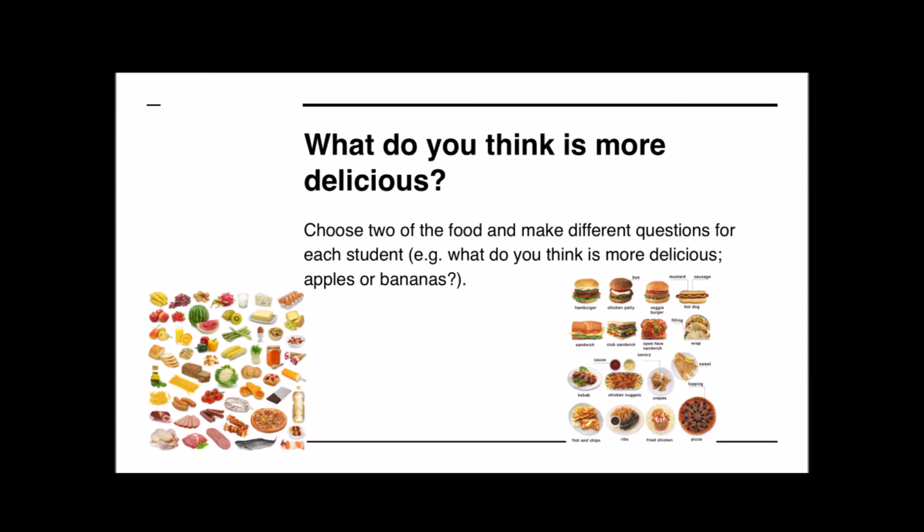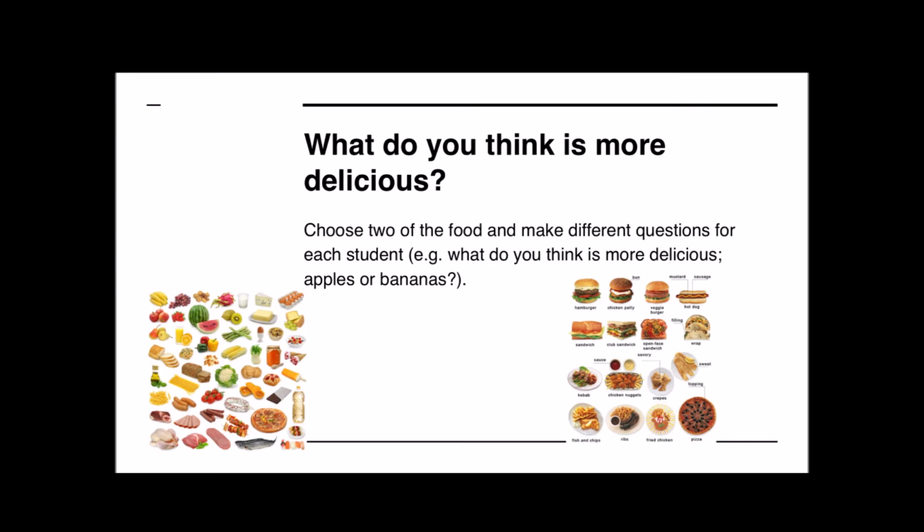In this activity, I want you to choose 2 types of food and then make some sort of choice questions. So for example, you might want to choose, in that picture you can see burgers or pizza, and you can say questions like, what do you think is more delicious, burgers or pizza? What do you think is less delicious? Some other foods, apples or bananas? What do you think is the healthiest, watermelon or French fries? So you can make a number of questions here.